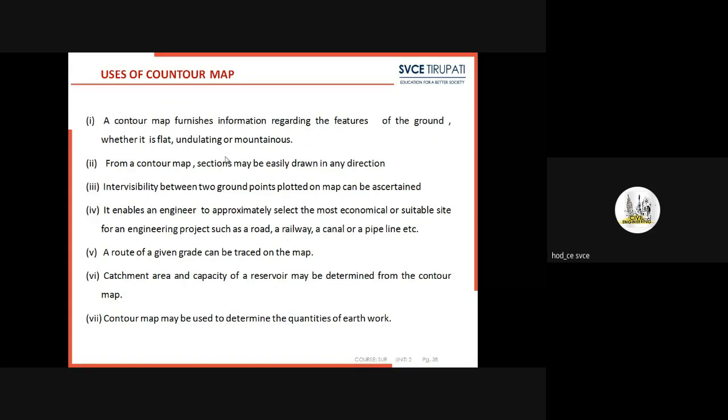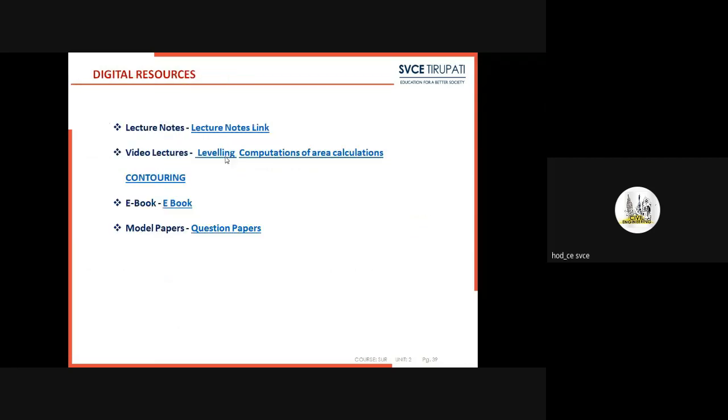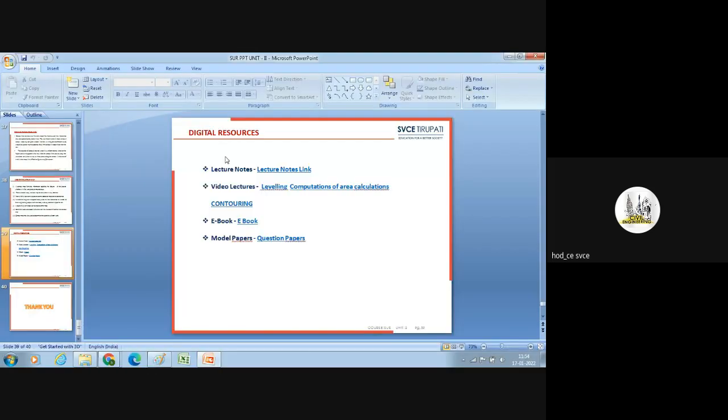We already discussed the use of contour maps. The same thing applies here, this also uses the contour maps. So contouring will be over, and we have one more topic in our second unit, that we will discuss in our next class. Is there any doubt in this contouring unit?